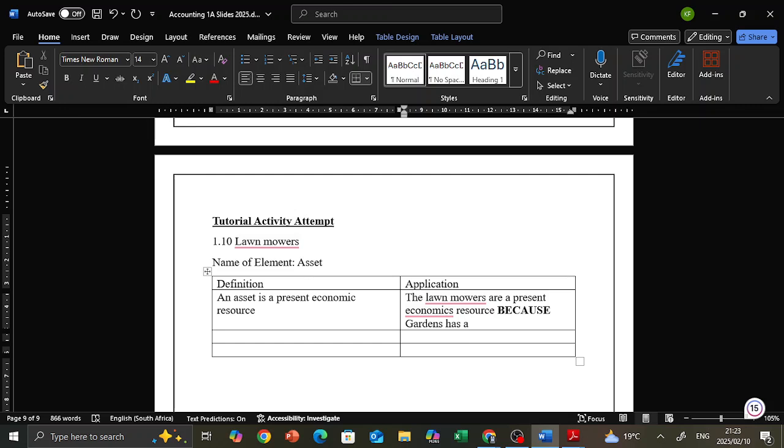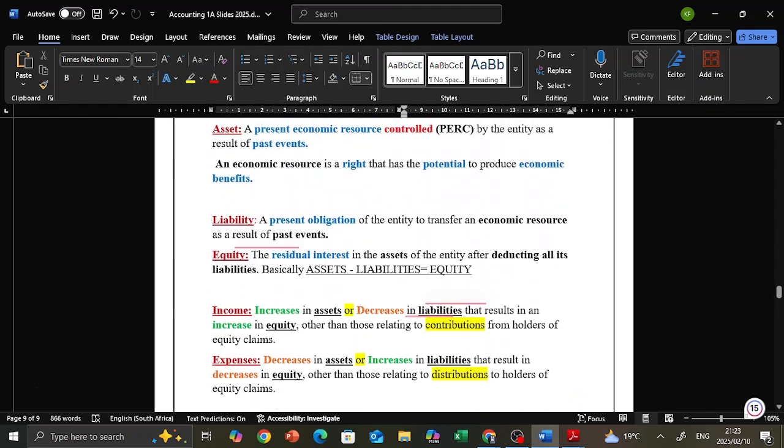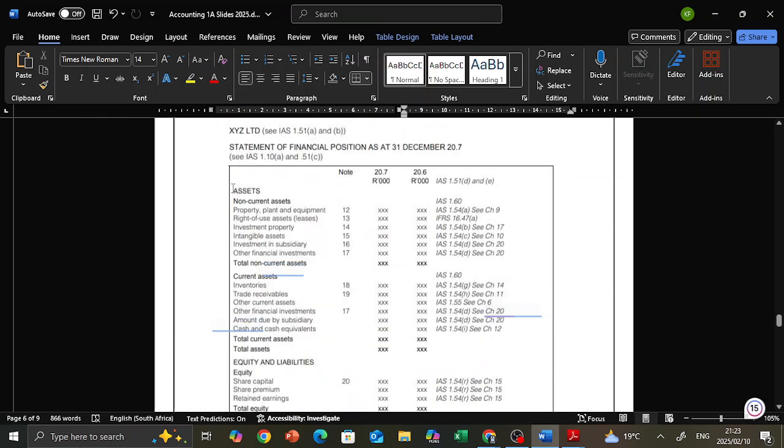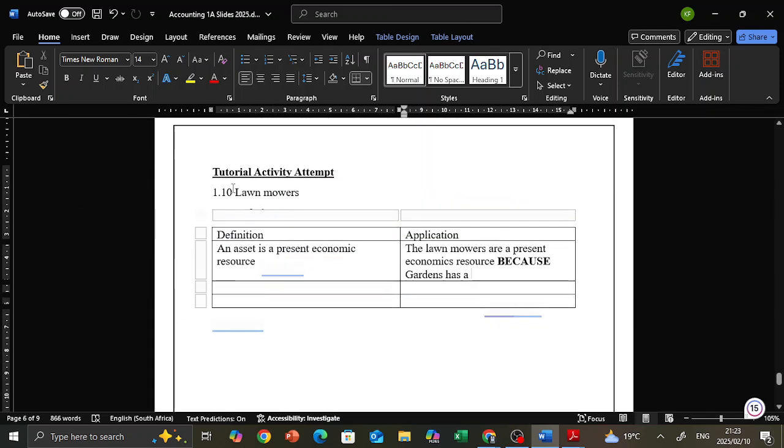Because an economic resource is a right that has the potential, and the word potential is important, to produce economic benefits. An economic resource is a right that has the potential to produce economic benefits. Now, please don't forget that one. Okay? Back down. Because Gardens has a present legal right.